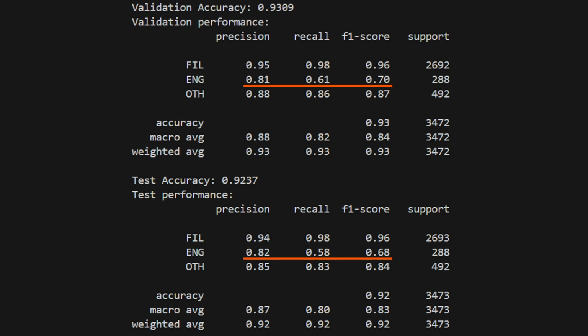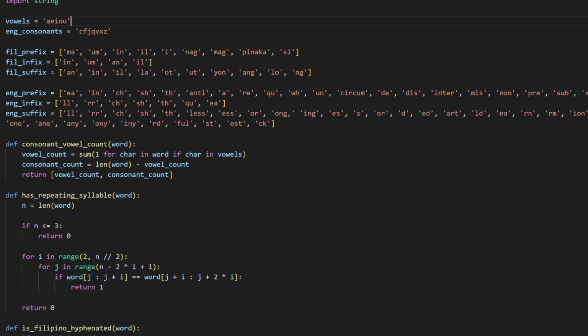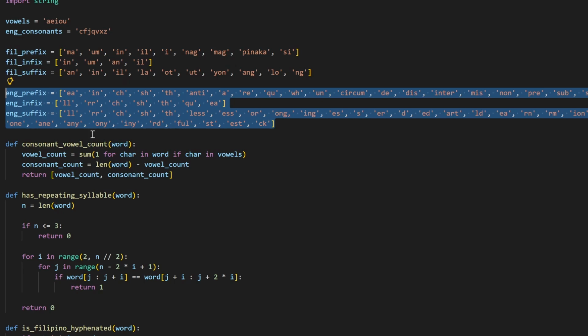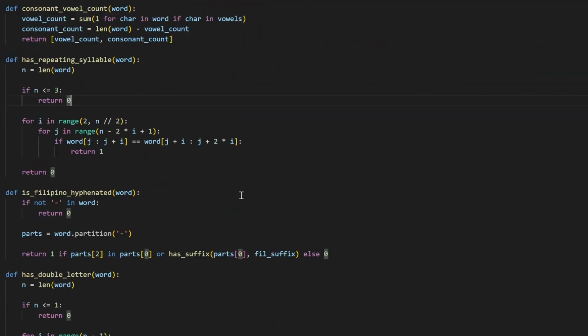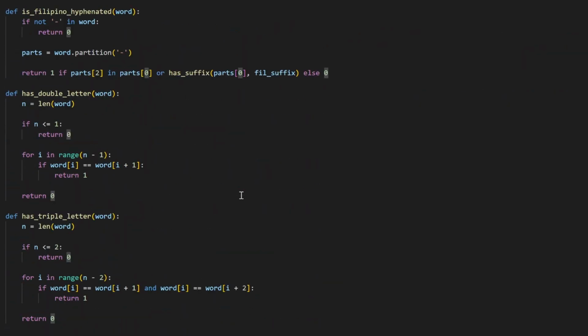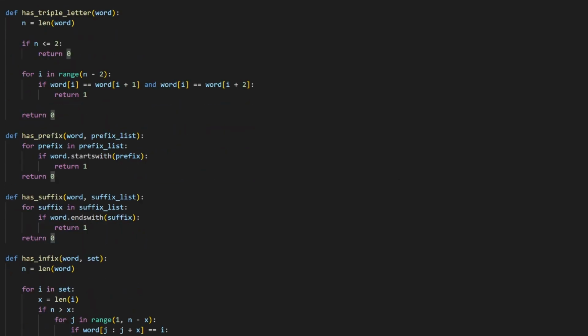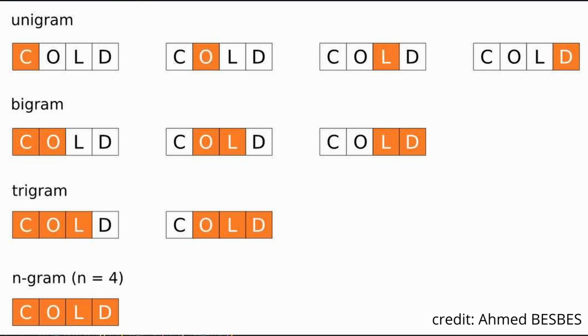More specifically, a recall of 61% means that the current model only correctly identifies an English word 61% of the time. There are only so many features of a word that you can use, and what makes you sure that your new feature is unique to that language?